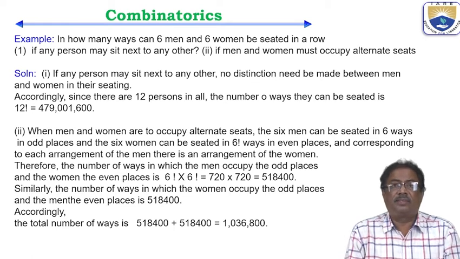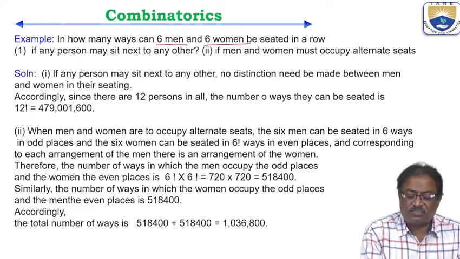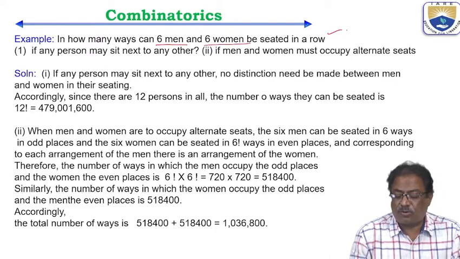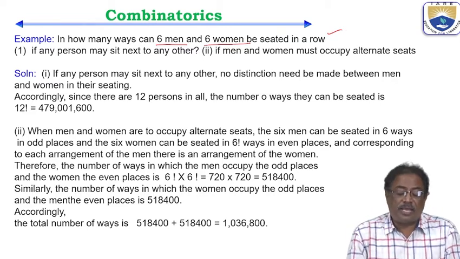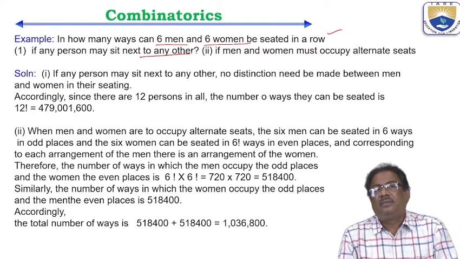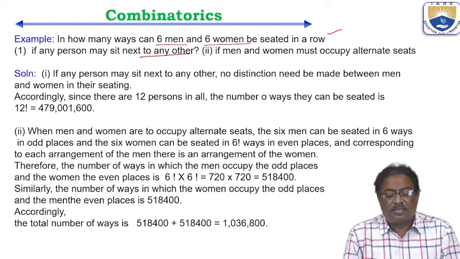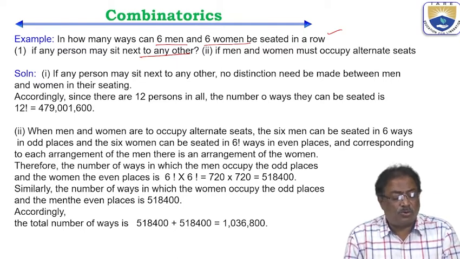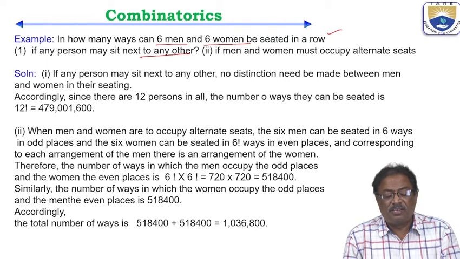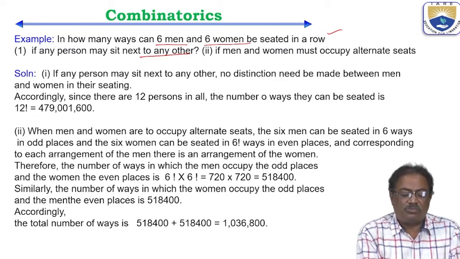Now let us go for another example. In how many ways can 6 men and 6 women be seated in a row if any person may sit next to any other? There is no condition. Any person may sit next to anyone. If men will be there, then again men will be there, or women will be there, like that. So there are no conditions.